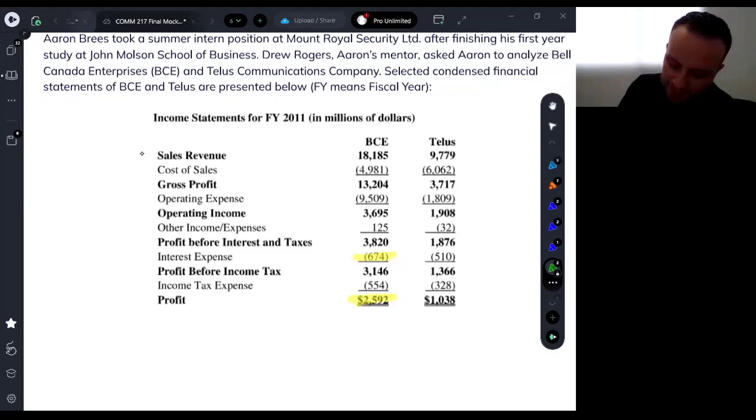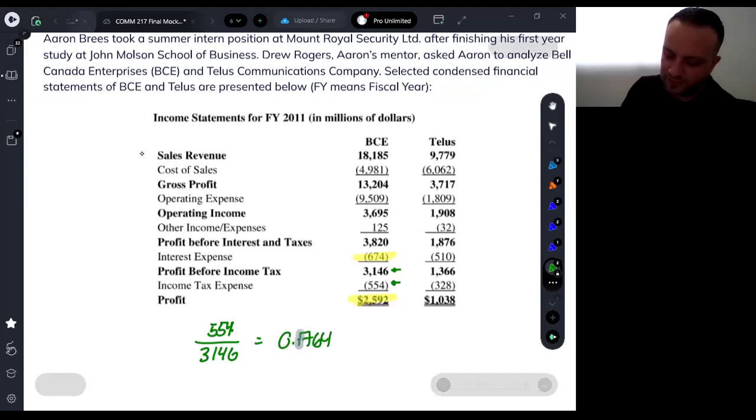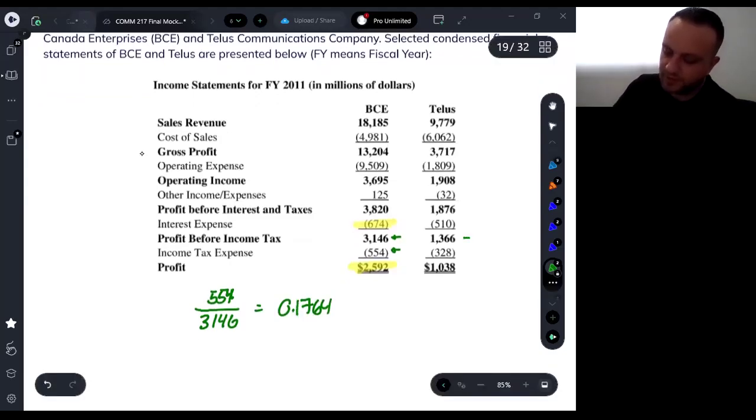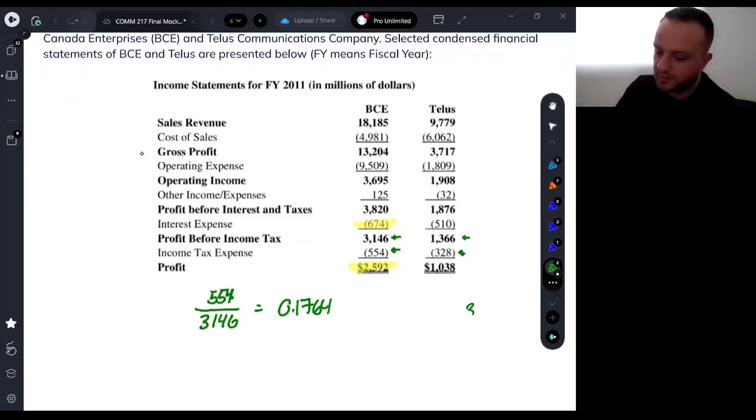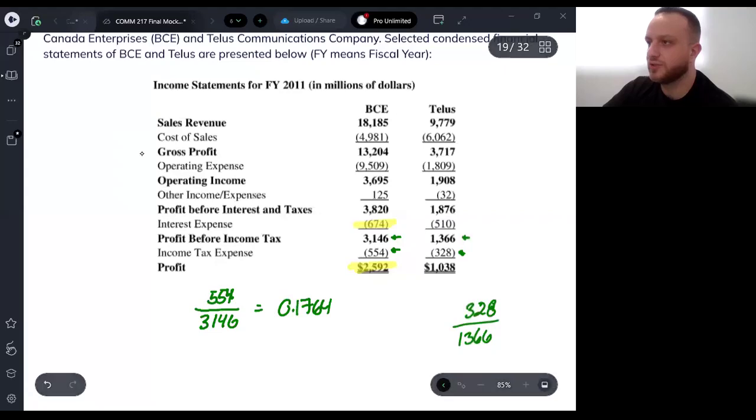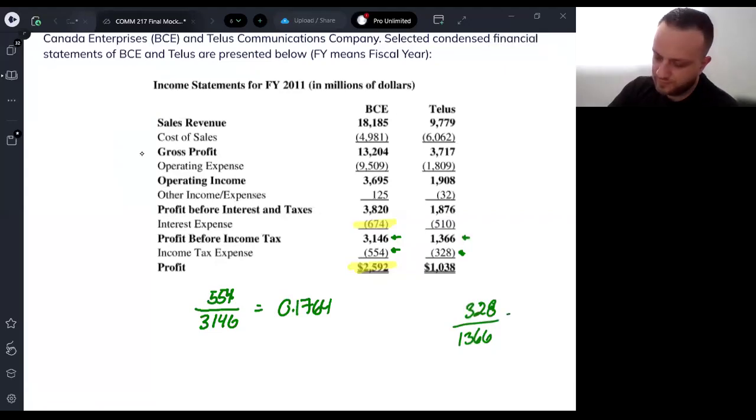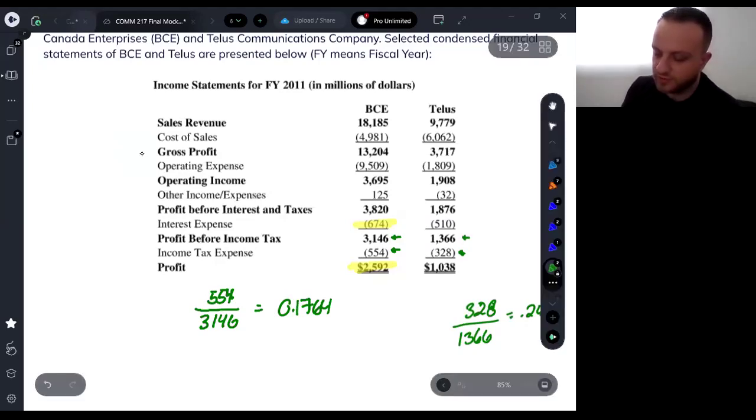The income tax expense, 554 out of 3146 is gonna give you a rate. And that's 17.64. And you do the same thing over here for Telus. 328 over 1366 gives you their tax rate. And for Telus, the numbers we're gonna use are these ones.